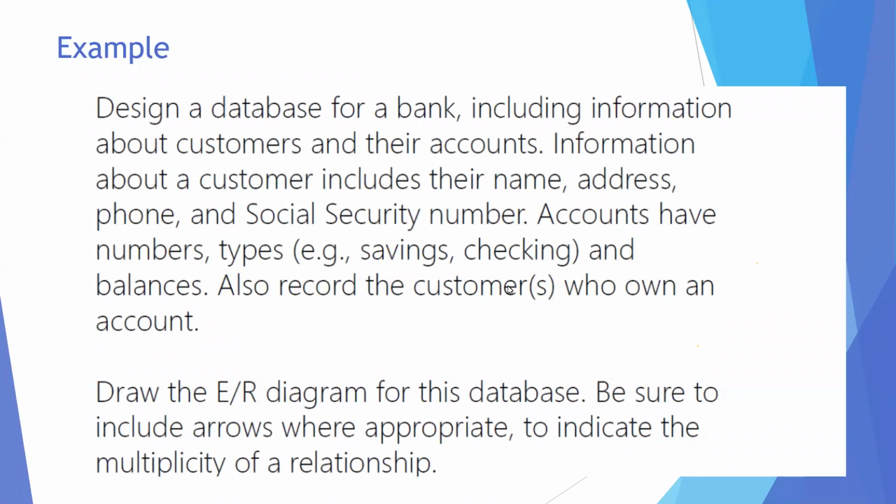All right, so can someone read there so that we can come up with the entities, the attributes, the relations? Can someone read? Design a database for a bank, including information about customers and their accounts. Information about a customer includes their name, address, phone, and social security number. Accounts have numbers, types, for example savings, checking, and balances. Also record the customers who own an account. Draw the entity relationship diagram for the database. Be sure to include arrows where appropriate to indicate the multiplicity of a relationship.